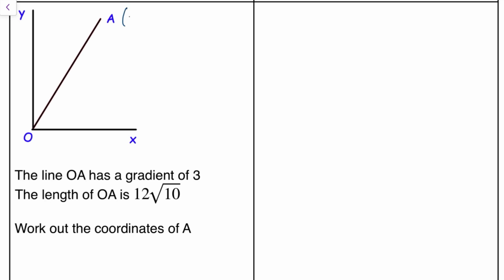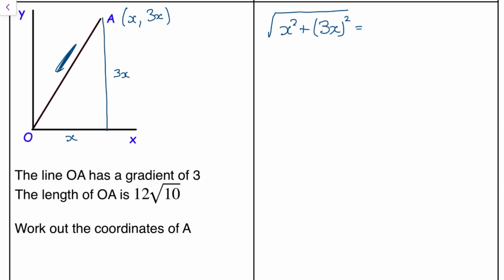Right. So I'm going to say A is x. And because it's 3 times the gradient, in other words, the y value is 3 times bigger, I know my y value is 3x. Now, using Pythagoras, I know whatever this length is, which is x, and this height here is 3x, I know this is 12 root 10. So in other words, Pythagoras tells me that x squared plus 3x all squared is equal to, well, let's do the step in between. So the square root of that is equal to 12 root 10.